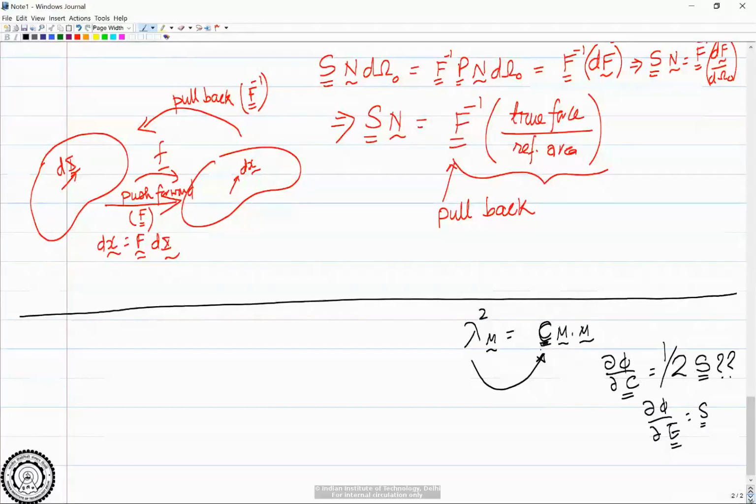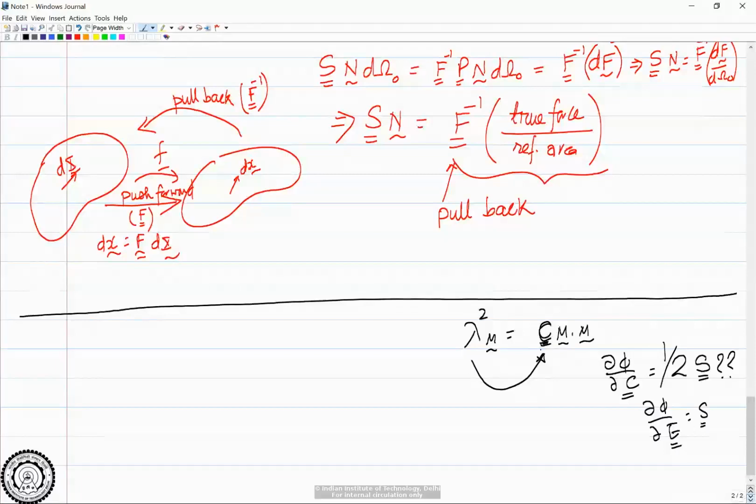Okay. Any more questions? Phi is a function of the invariants of C. If you have C, well, that happens when you talk of an isotropic model.